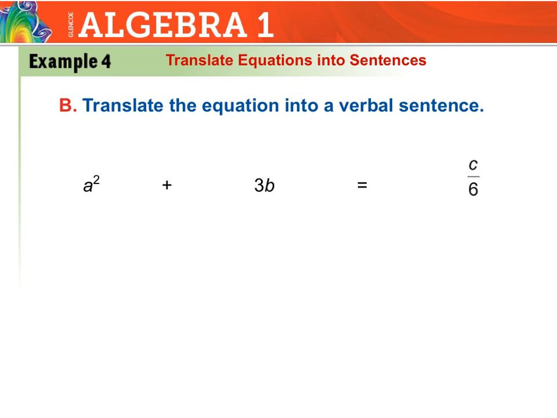Translate the equation into a verbal sentence. Ooh, they've really spaced this one out here. So again, we just need to break down each part that we see, right? So this is a to the second power. So you can say a squared. You could say a to the power of 2. Those all work. Then we could say plus 3b. How can we say 3b in words? The product of 3 and b. Let's go with that one.